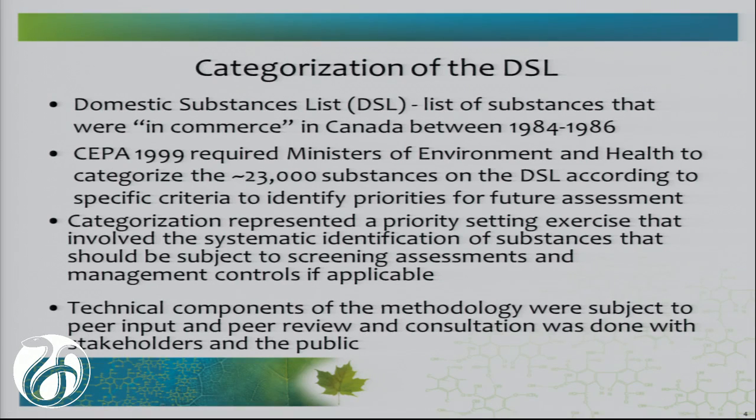CEPA 1999 required the Ministers of the Environment and Health to categorize the approximately 23,000 substances that were on the DSL according to specific criteria to identify priorities for future assessment work. Categorization represented a priority setting exercise, and it involved the systematic identification of substances that should be subject to screening assessments and management controls if applicable.